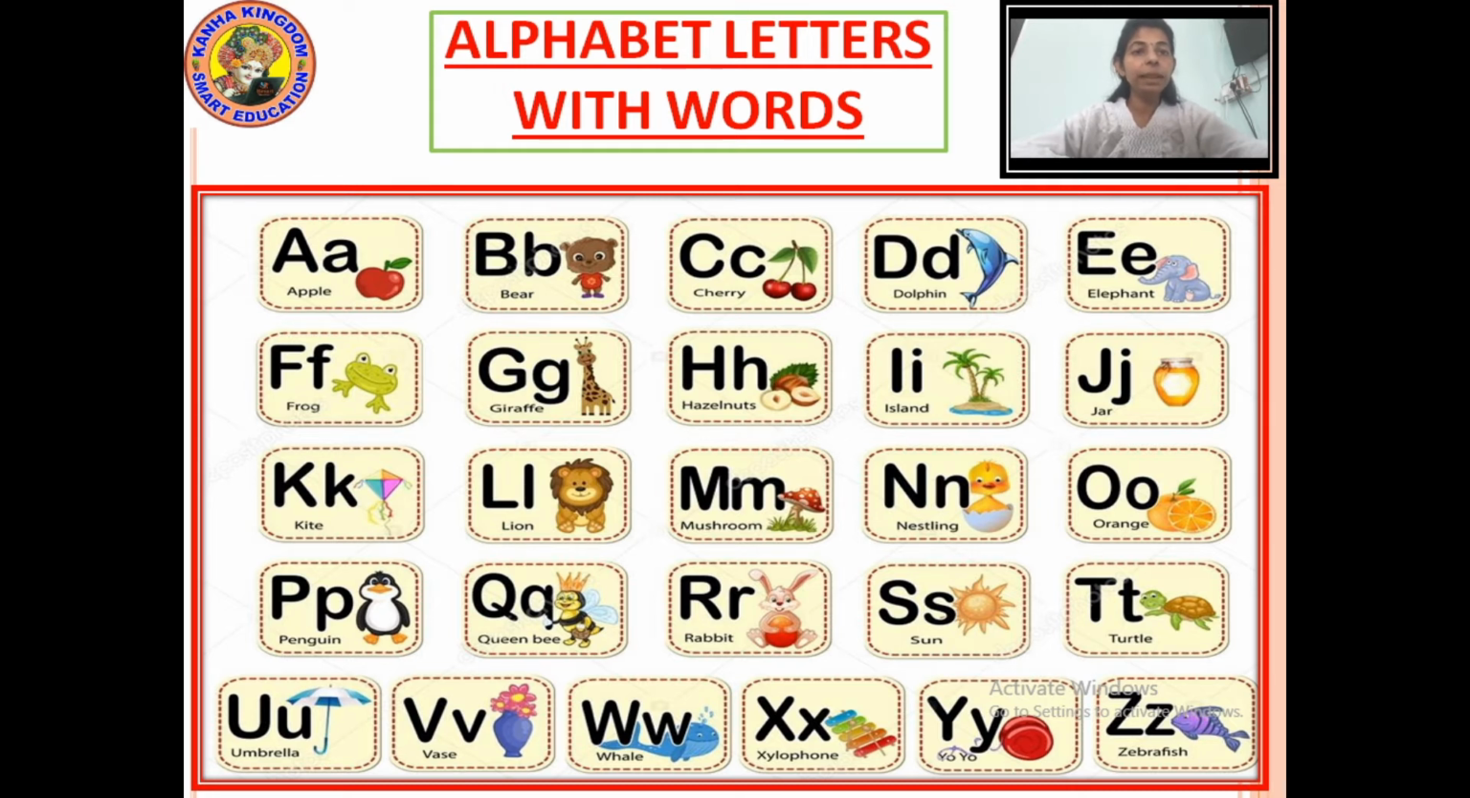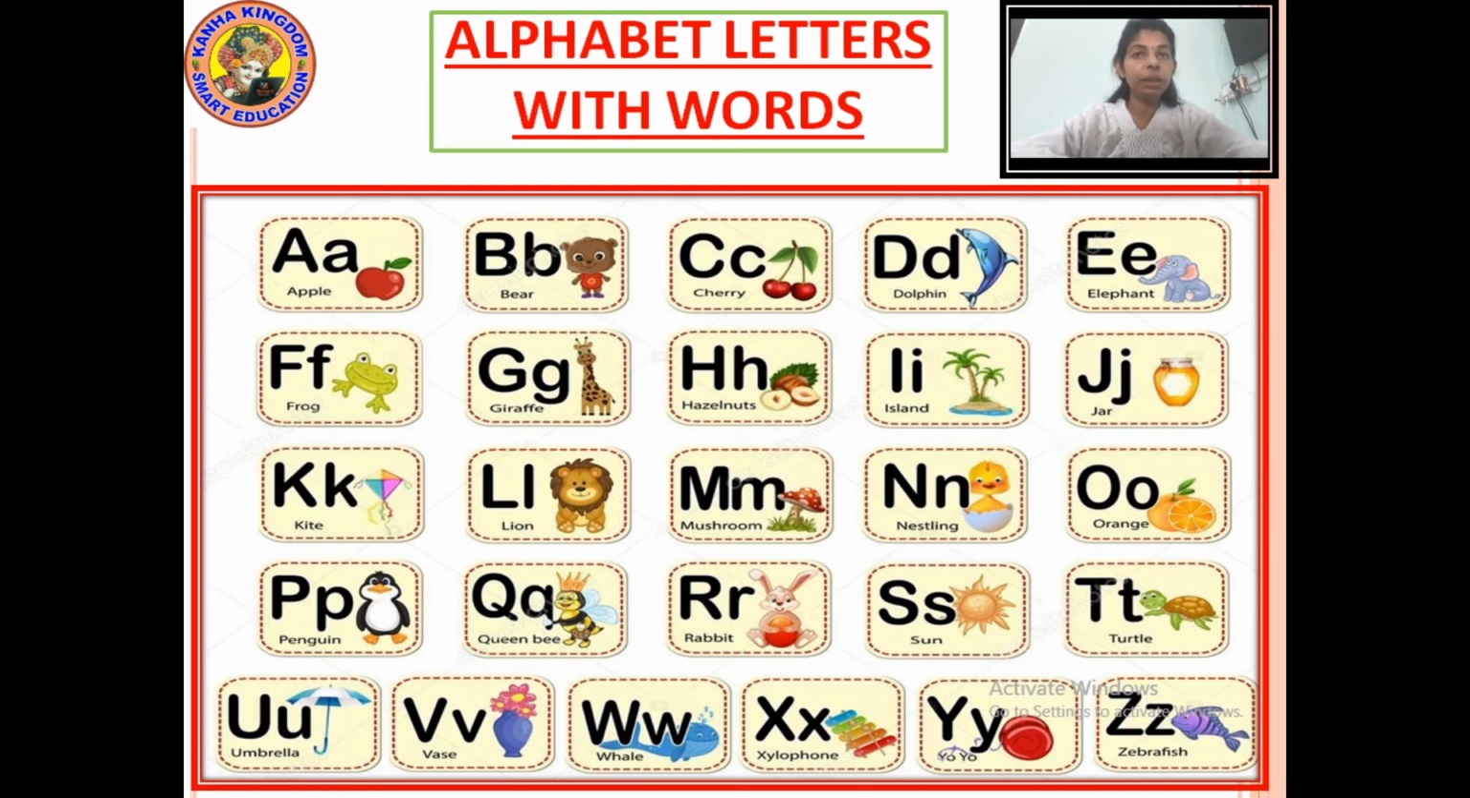What comes after E? F. F for frog. Sometimes we do frog dress in our school, na? Yes. F for frog. Very good. What comes after F? G. G for giraffe. A very big giraffe.